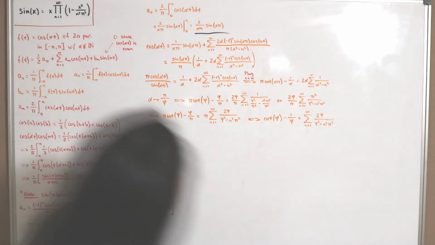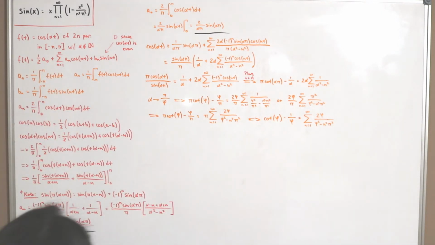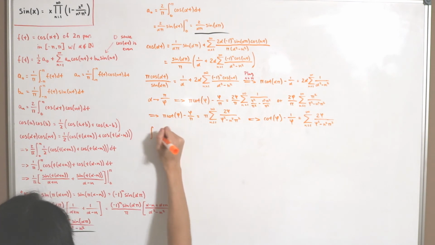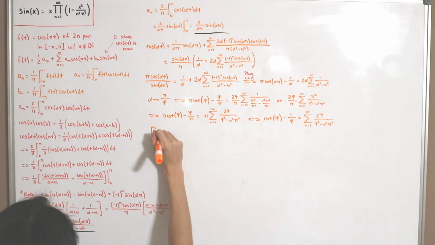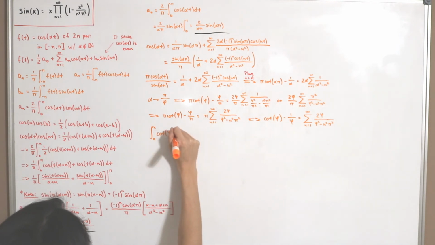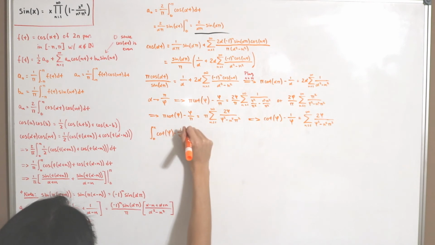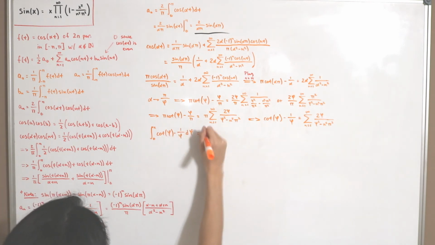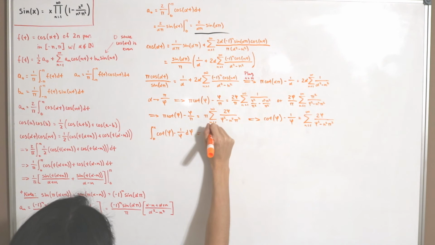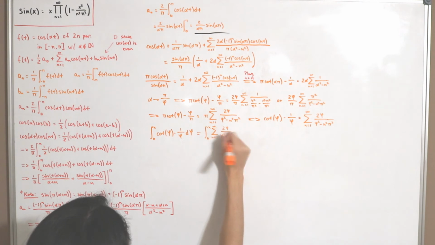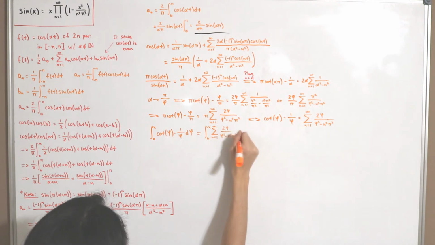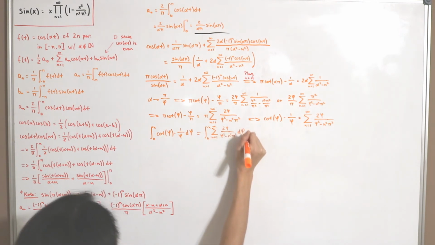So next what I want to do is take the integral of both sides. I'll integrate between our bounds from 0 to x, so we have the integral of cotangent of phi, minus 1 divided by phi, d phi, which is equal to the integral of our series of 2 phi divided by phi squared minus n squared pi squared, d phi.